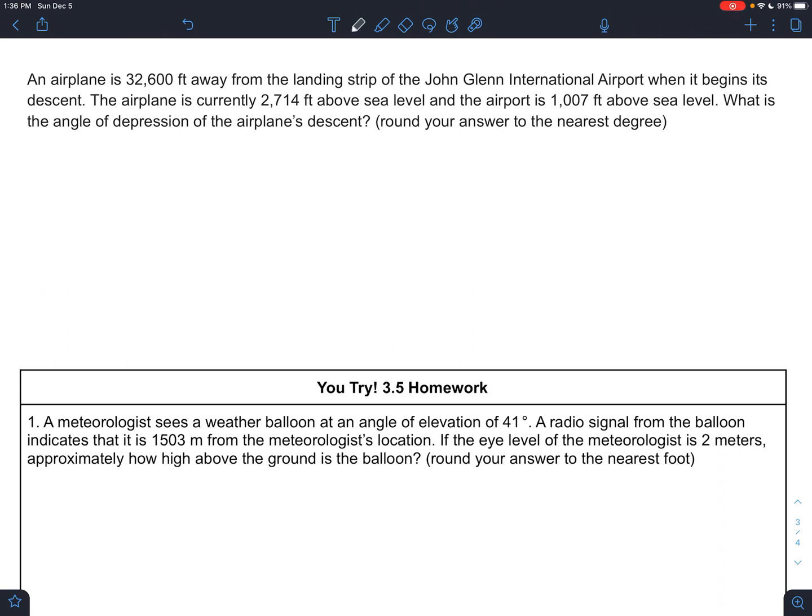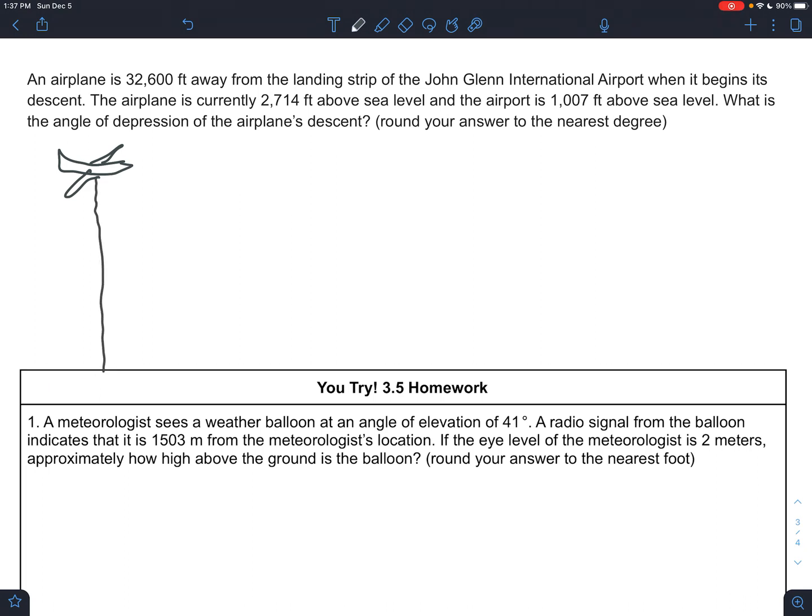we have the airplane problem. So an airplane is 32,600 feet away from the landing strip where it begins its descent. Okay? So imagine there's definitely going to be an airplane up here. I'm not sure about the rest of the picture yet. So the airplane is 2,714 feet above sea level.